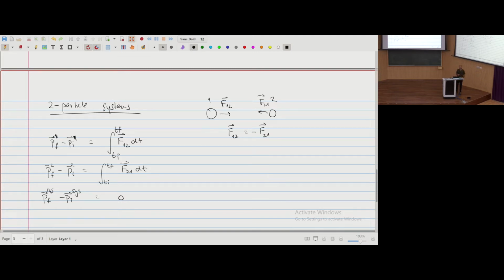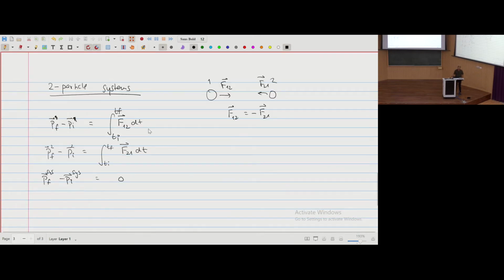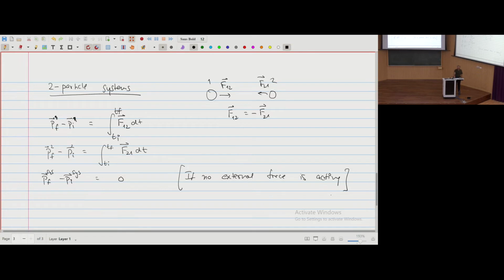So what it says is, if you have a system of two particles, we will generalize it further later when we talk about n particle systems, if you have a system of two particles with only internal forces acting, then the momentum is conserved. Linear momentum is conserved. Any questions?